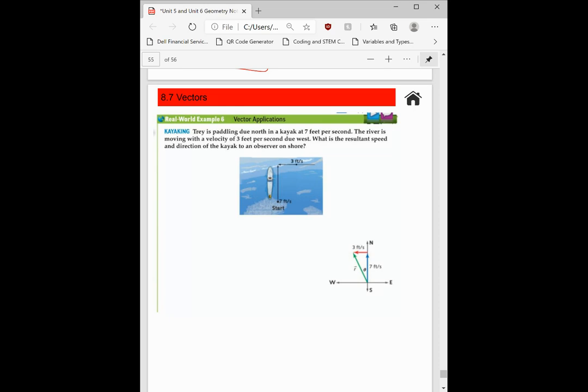The component form of the vector representing the paddling velocity is 0, 7. And the component form of the vector representing the velocity of the river is 3, 0. The resultant vector is 0, 7 plus 3, 0. So the r vector is going to be 0, 7 plus 3, 0, which is equal to 3, 7. Okay. Now we're going to use the distance formula to find the speed, and then we're going to use trig to find the direction.